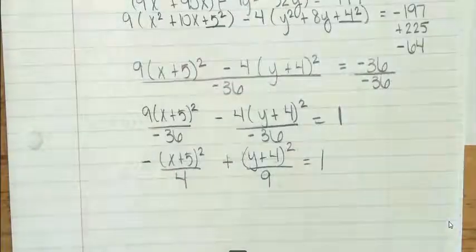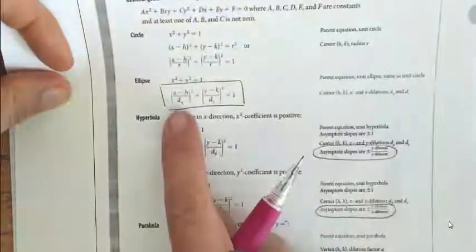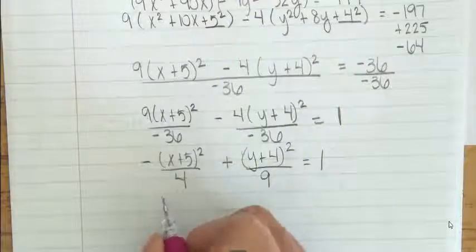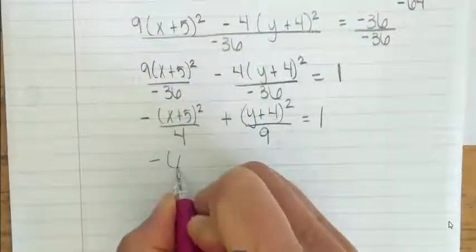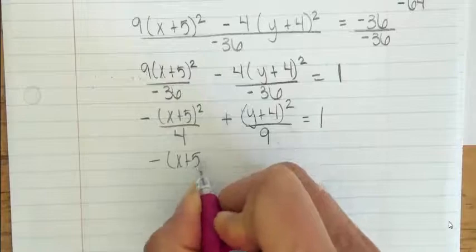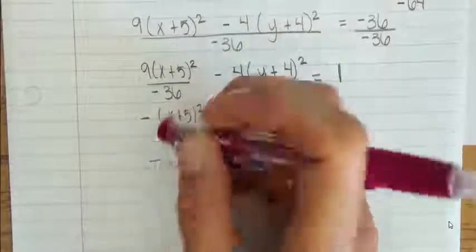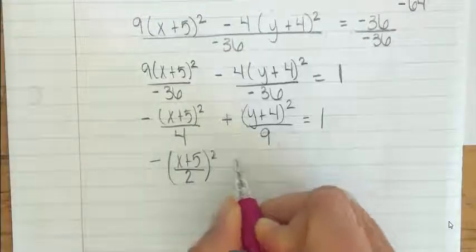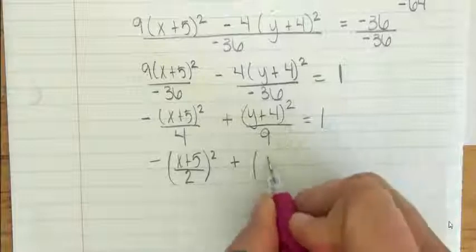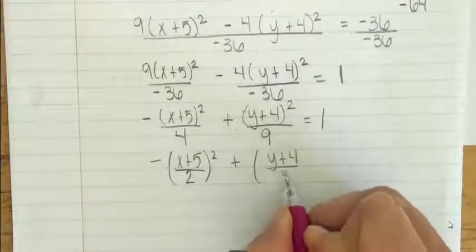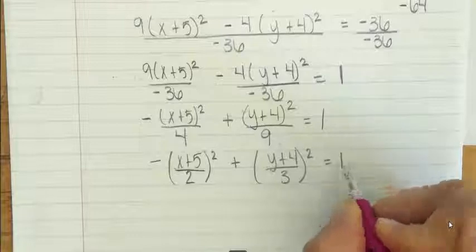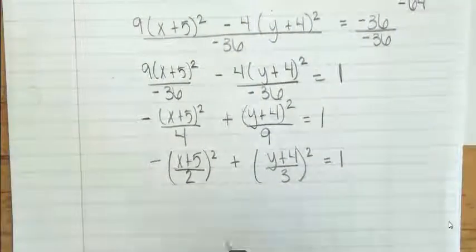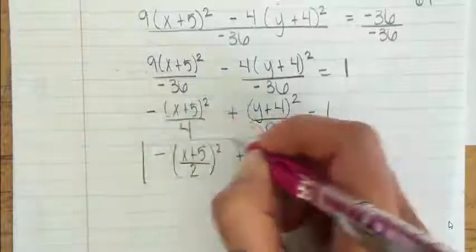Okay, and then the last thing I want to do is make these squared terms, so the whole thing is being squared. So I'm going to have negative, oops, let me put my parentheses around the whole thing, x plus 5 over 2 squared plus, and then same thing here, y plus 4 over 3 squared equals 1. And I think we are done. We have transformed that into center radius form.